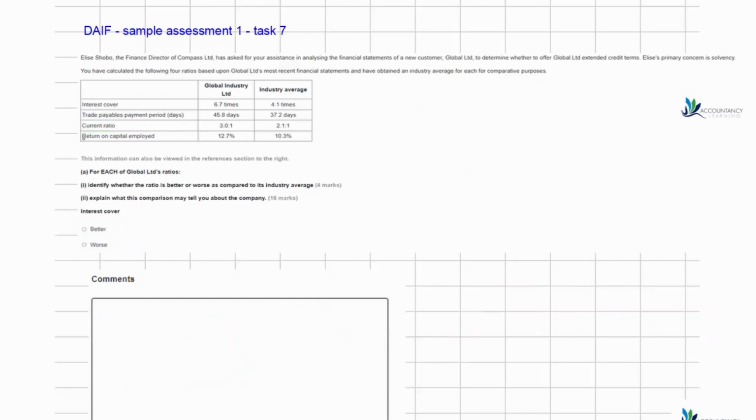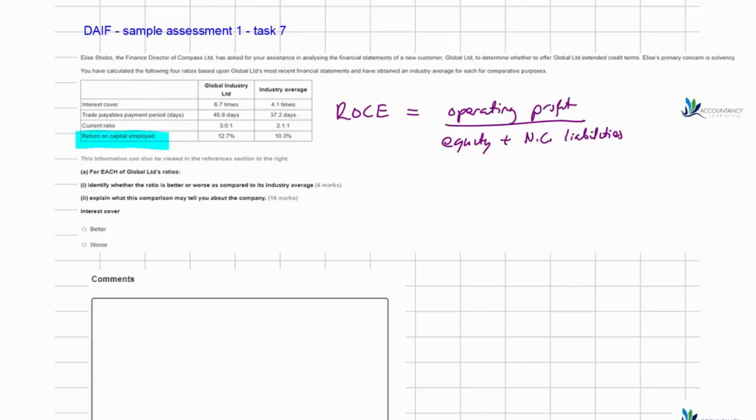Finally, we're looking at the return on capital employed. So here's the formula. The return on capital employed is the operating profit divided by the two sources of capital we may be using in the business. So we have our equity, that's the capital provided by the shareholders, and then we have the non-current liabilities, and that's the capital provided by banks, for example. So this is trying to measure how effectively we're using the capital to generate profit. So we've received money from the shareholders and we've received money from the banks. We're going to buy assets with those bits of capital, and those assets should be generating profit for us.